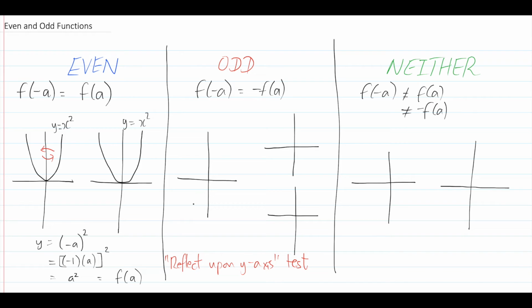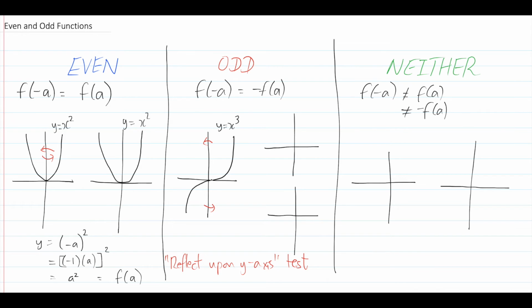Now, let's move on to the next type of function. We've got an odd function. An example of an odd function, I'll just give it right here, is a simple one, a cubic graph, so y equals x cubed. Now, if I was to again apply your reflect upon your y-axis test, if I was to reflect this upon the y-axis, what graph would I get?